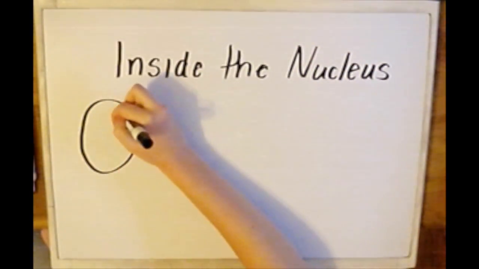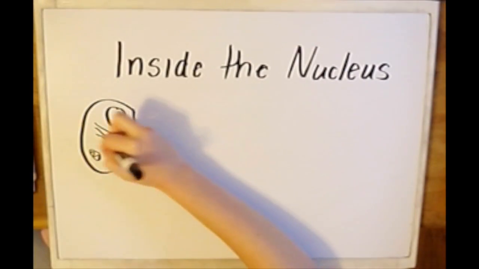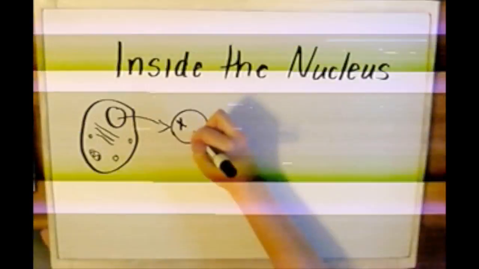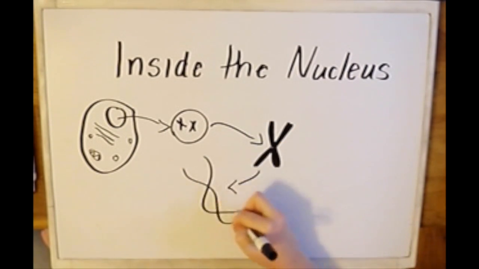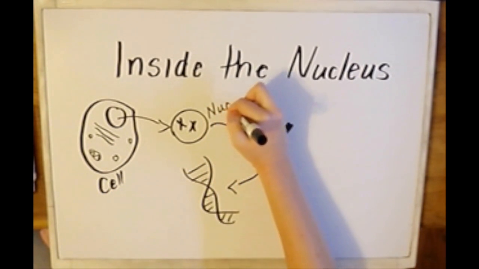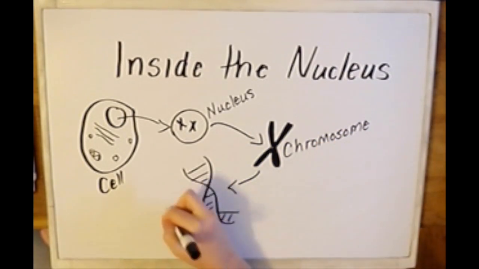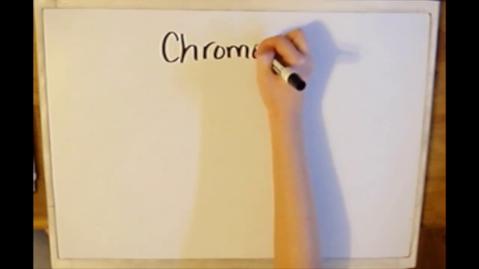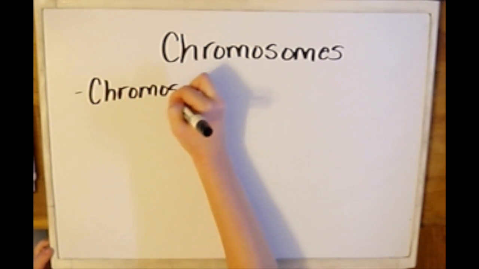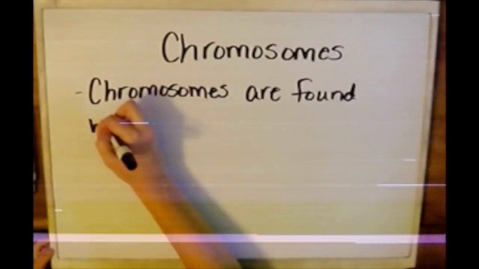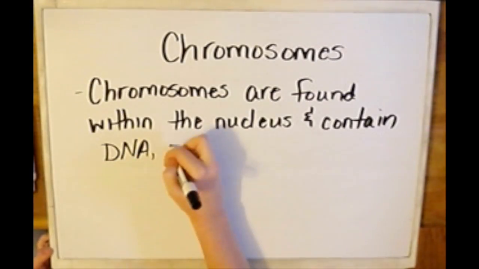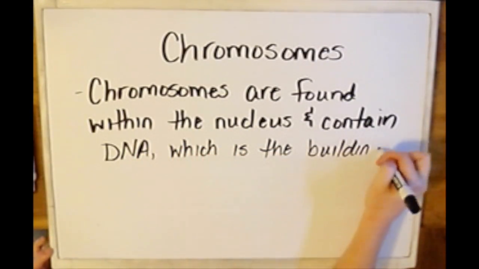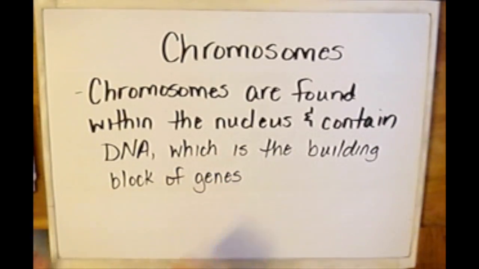Inside the nucleus, so here is the cell, the nucleus, chromosomes, and then within a chromosome is the DNA. So this is a breakdown. Chromosomes. Chromosomes are found within the nucleus and contain DNA, which is the building block of genes. They contain all the hereditary information and they make you who you are.